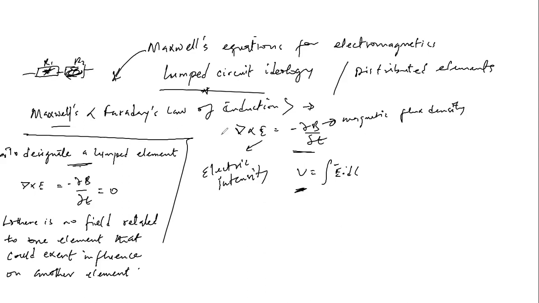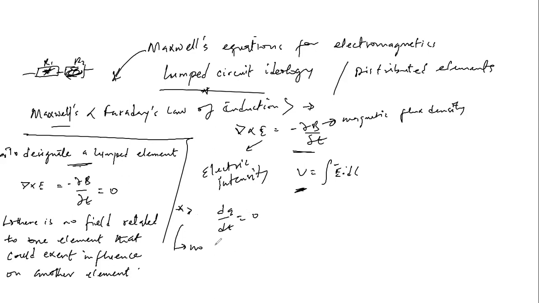And secondly, we say that to designate a lumped element, the time rate of change of charge within the element must be zero. That is, the time rate of change of the charge must be zero. And the implication here is that there is no charge buildup or depletion inside the element over time.